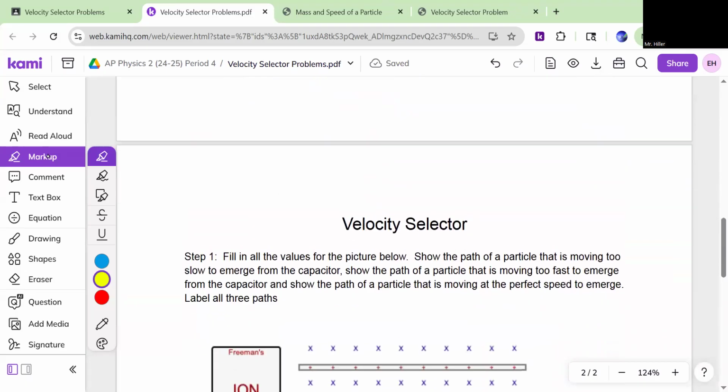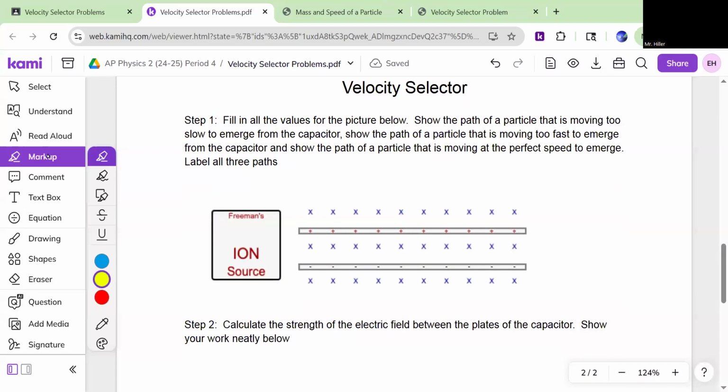Now, question number 2, it says fill in the values of the picture below. Show the path of the particle that's moving too slow to emerge from the capacitor. Show the path that's moving too fast to emerge from the capacitor. Show the path where that is just the perfect speed to emerge from all three.